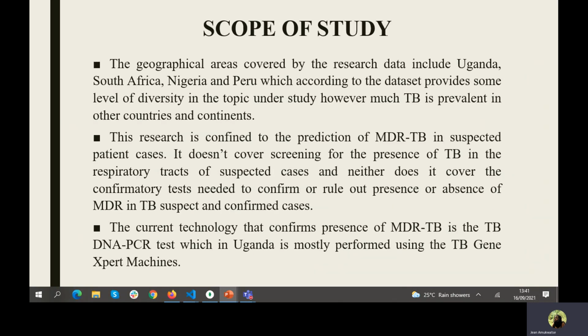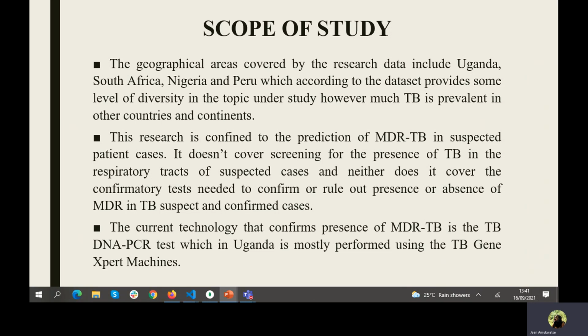Our scope of study was not only Uganda, but South Africa, Nigeria, and Peru, which according to the dataset provide some level of diversity in the study. However, TB is prevalent in other countries and continents, not necessarily these ones.